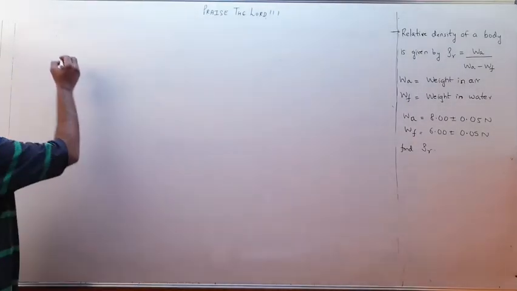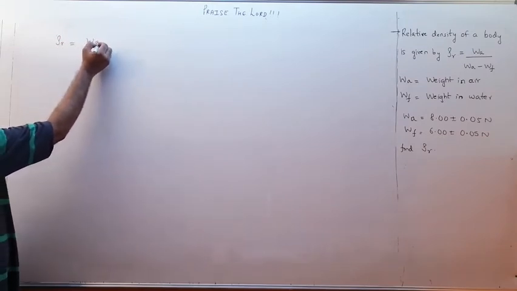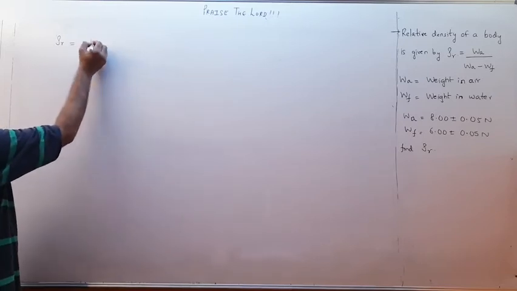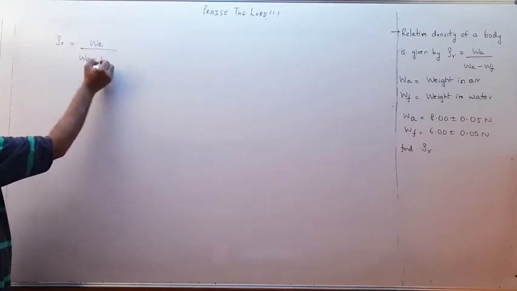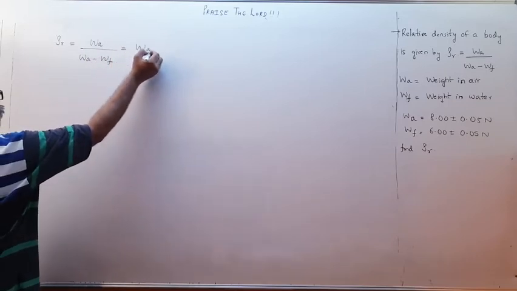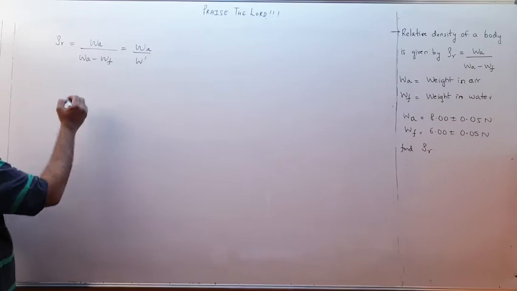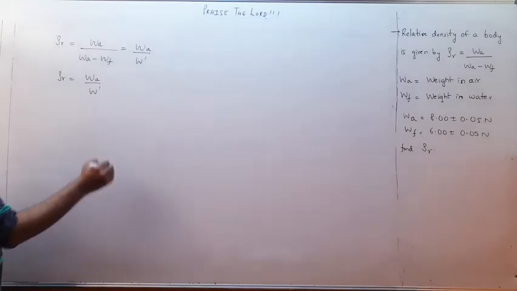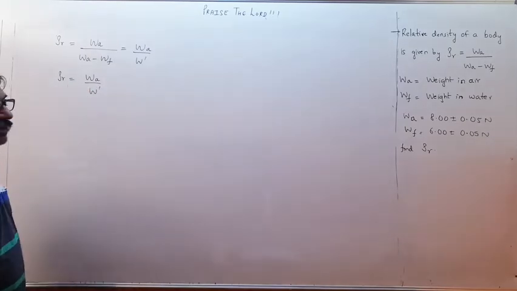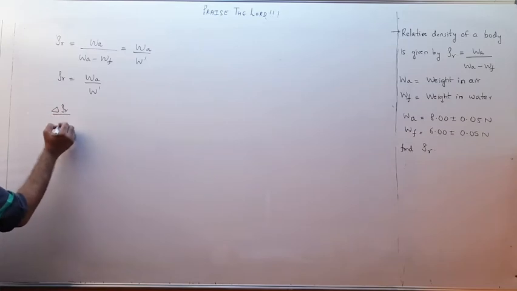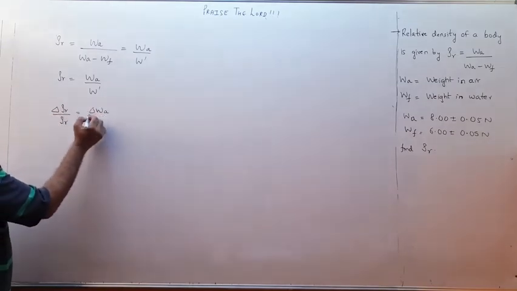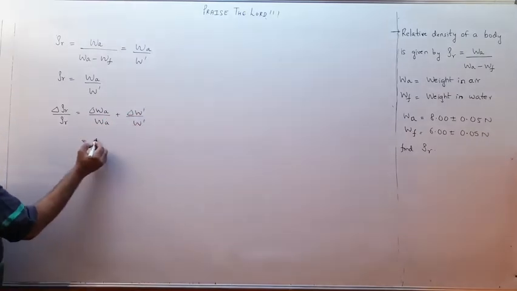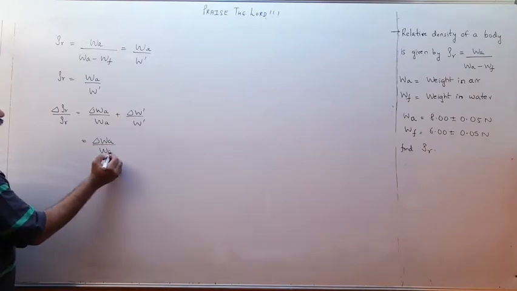So we already know that rho r is given by WA upon WA minus WF. I write it a bit bigger. Let me call it WA upon W dash, where W dash is WA minus WF, for the time being. So rho r becomes WA upon W dash. Just as X is A upon B, we know that relative error in R will be delta WA upon WA plus delta W dash upon W dash. Please watch carefully.